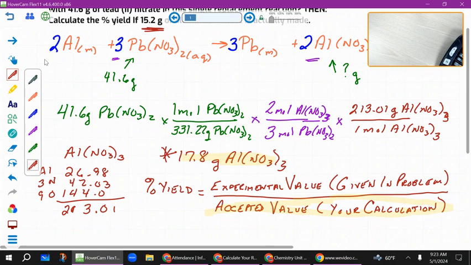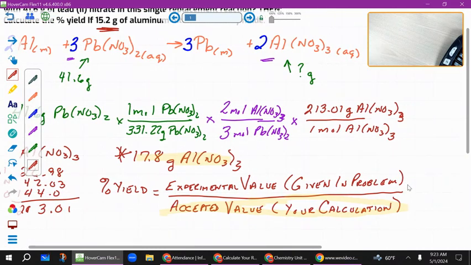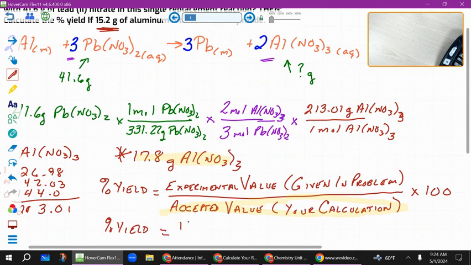By the way, I didn't show it. I will try to add it in here for you. Because you are taking what should normally be a smaller number divided by a larger number, you take this times 100 because we're calculating a percentage. Anytime we're doing that, we do times 100. So our percent yield is equal to the 15.2 grams in the problem up above divided by the 17.8 grams times 100.